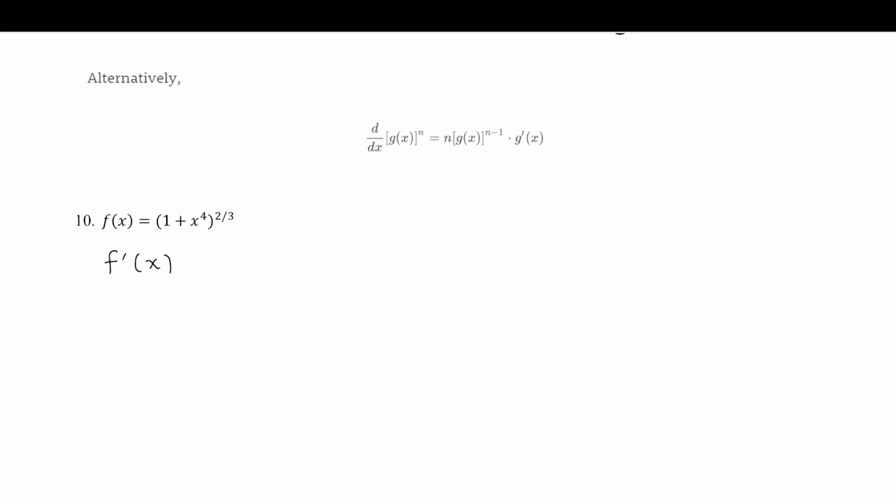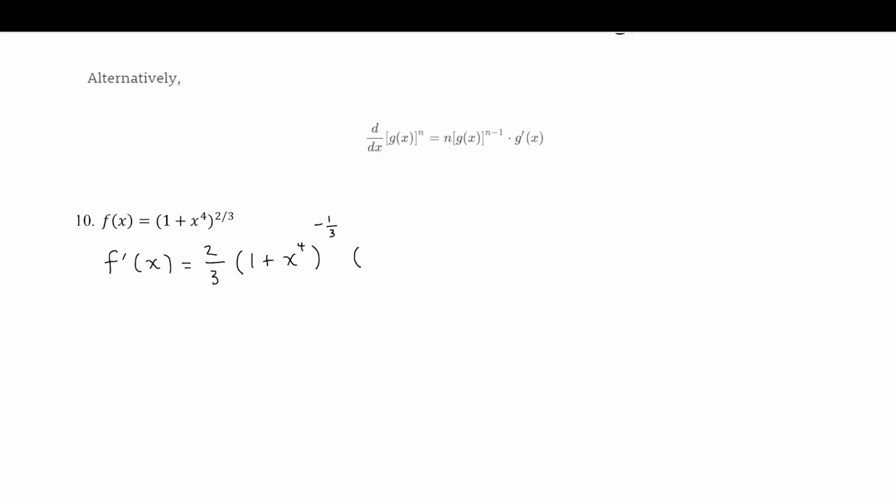Okay, but let's see how this would work, for example, with number 10. So what I'm looking at is this function 1 plus x to the fourth raised to a power of 2/3. So thinking of it in this new way, to find the derivative f prime, I would bring my power 2/3 down. I would raise that same base function, 1 plus x to the fourth, to one lower power, so 2/3 minus 1 is negative 1/3.